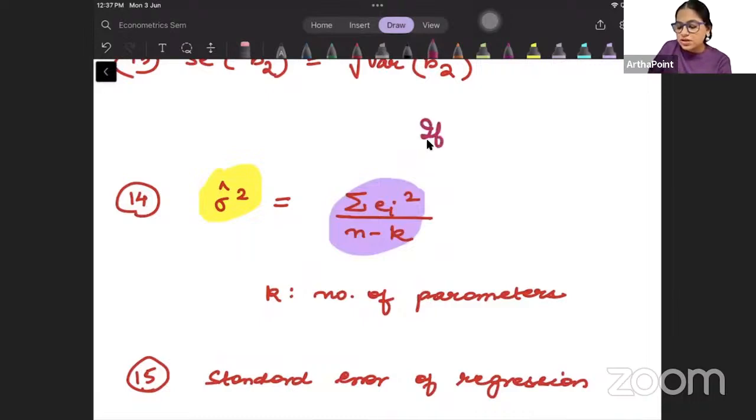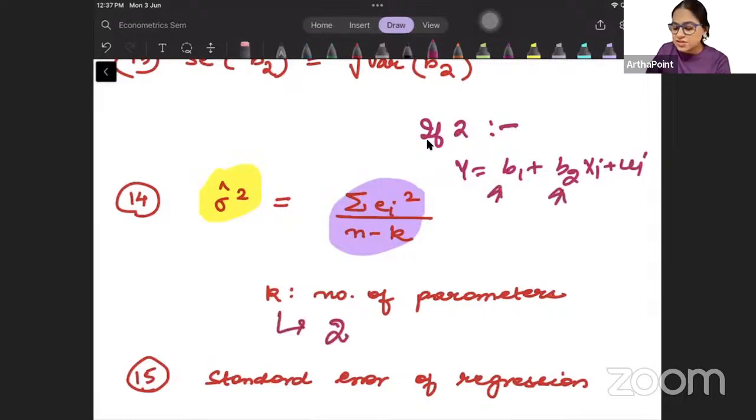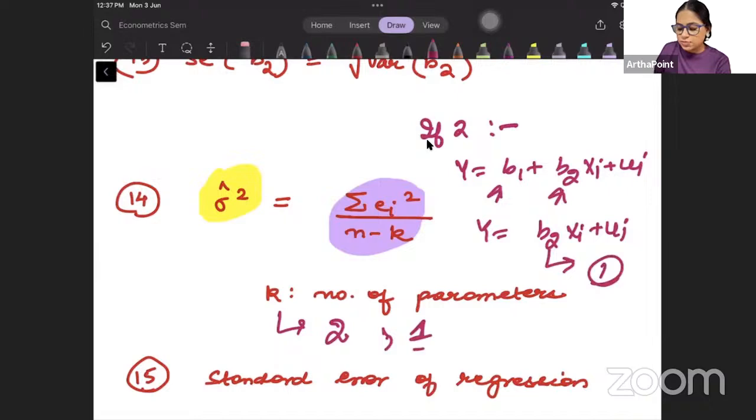If it's a two regression model, माने मेरा model ये है yi is equal to b1 plus b2 xi plus ui, so k will be 2. If it's a regression model through origin, there is just one parameter, so k will be 1. If it is a multilinear regression model, so k will be 3. So it depends on what kind of model you are running. Accordingly, you will get the value of k.